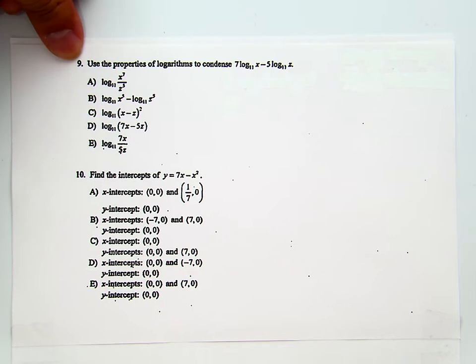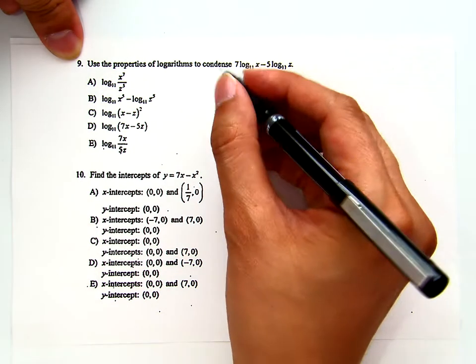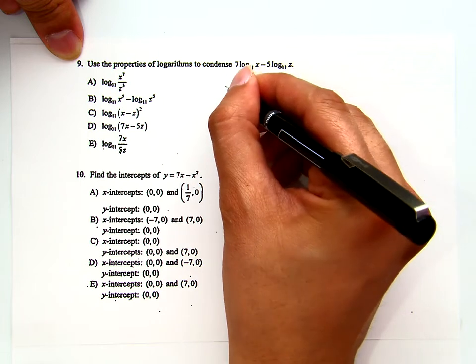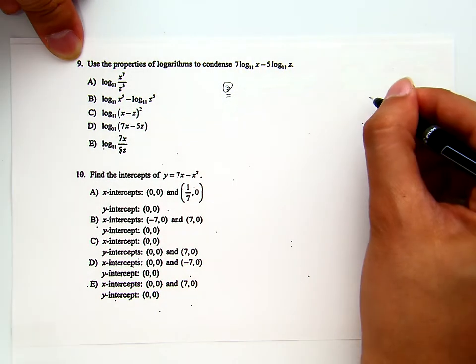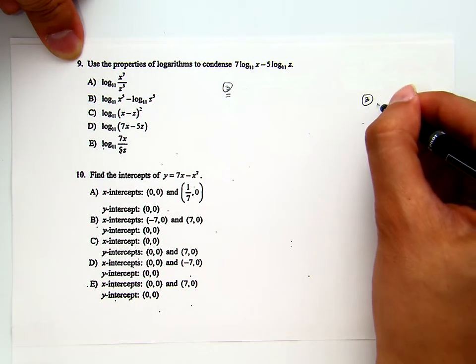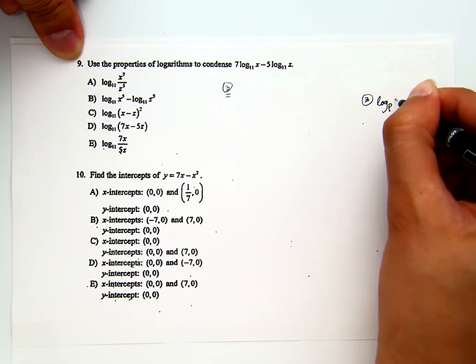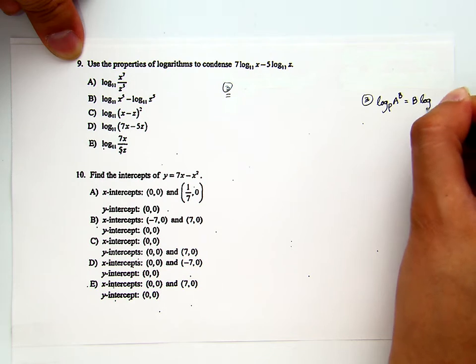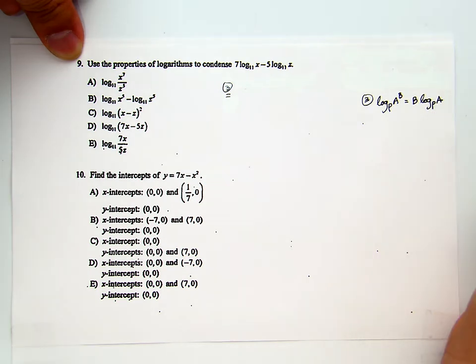Number 9. Use the properties of logarithms to condense 7 log base 11 of x minus 5 log base 11 of z. Now, that is equal to, I will use property number 3. I hope you remember what that is. Let me write it down here. Property number 3 is if we have log base p of a to the b, that equals b times log base p of a. Of course, given that a is positive, right?